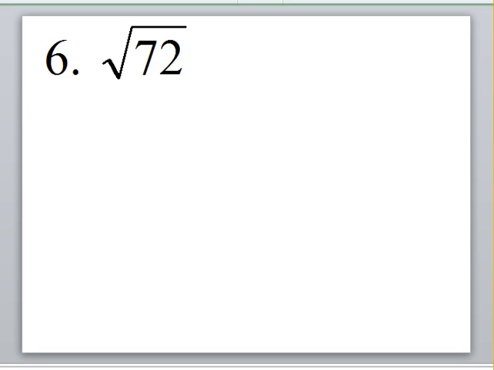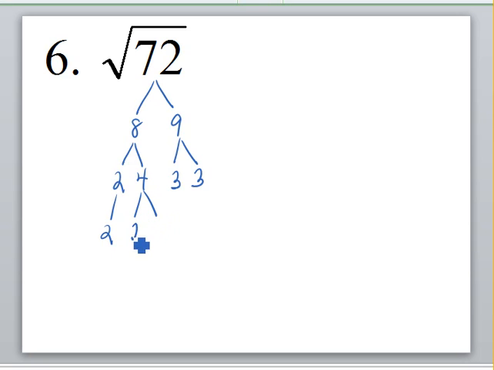On my next example, I have the square root of 72. The square root of 72 is not a perfect square root. So I'm going to break it down into 8 times 9. 8 breaks down into 2 times 4. 9 breaks down into 3 times 3. 2 is prime. 4 can be broken down into 2 times 2. 3 is prime, and 3 is prime.